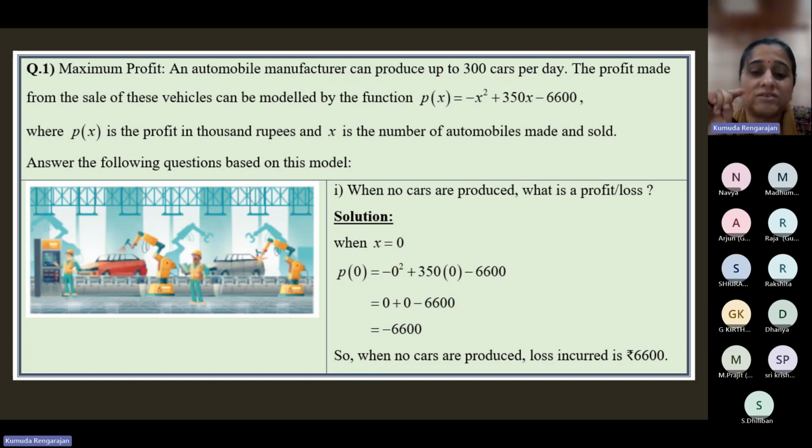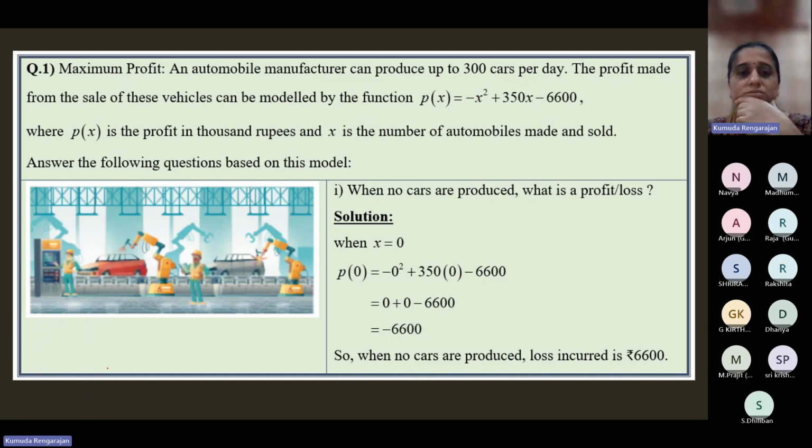So what is the value of X? 0. Why is X 0? Because X represents the number of automobiles made and sold. So when no cars are produced, the value of X is 0. So you must substitute this in the function. Wherever there is X, say 0, and find P of 0.